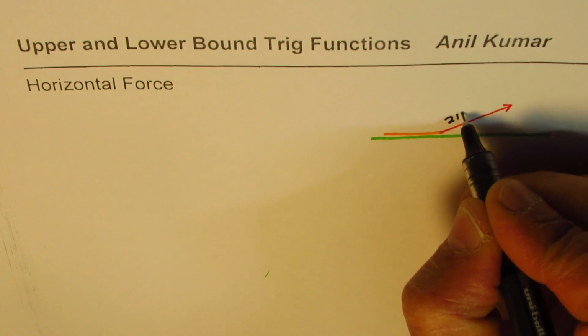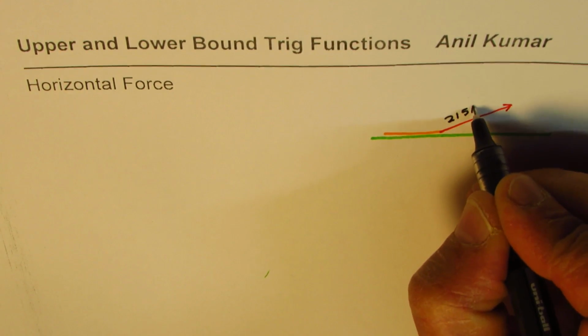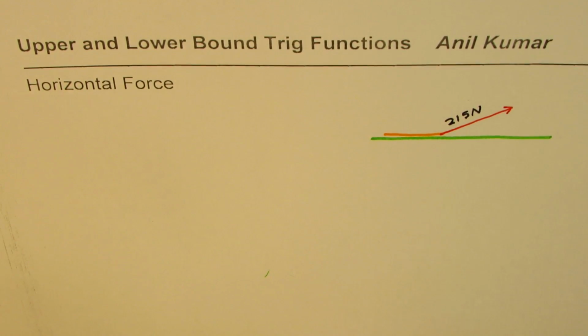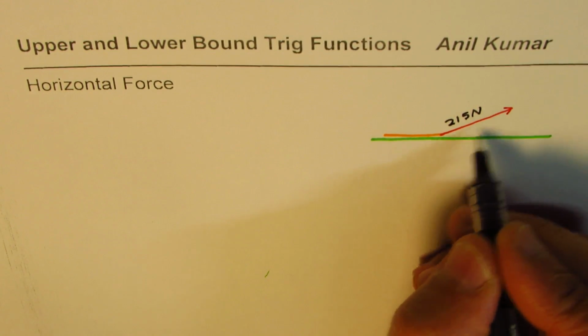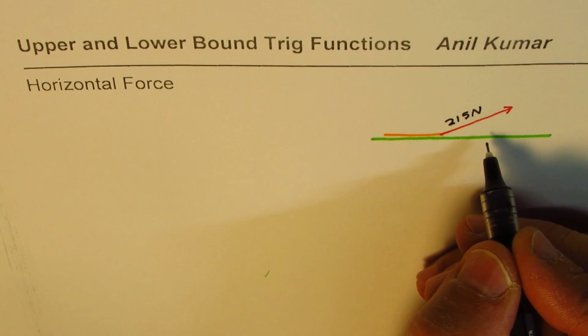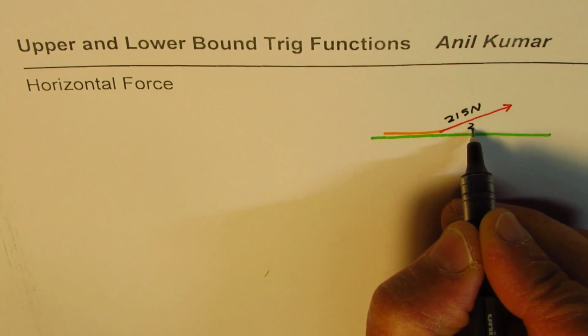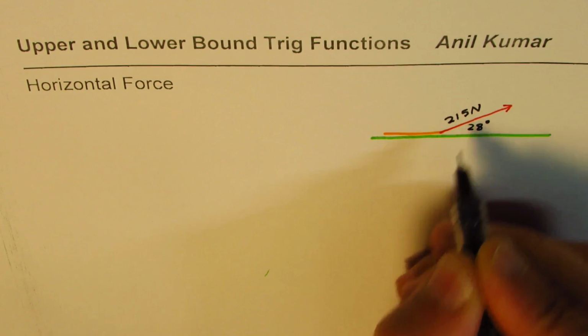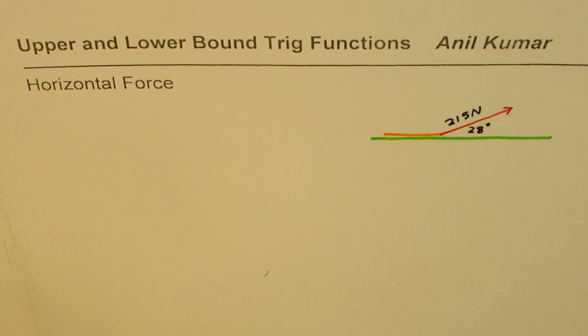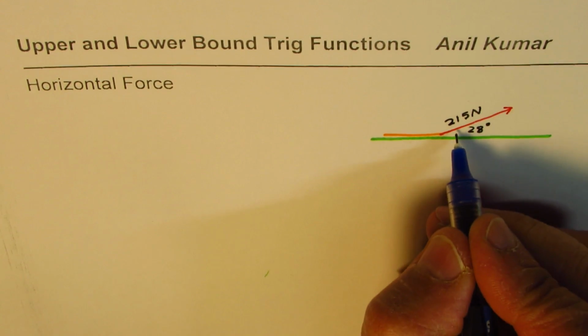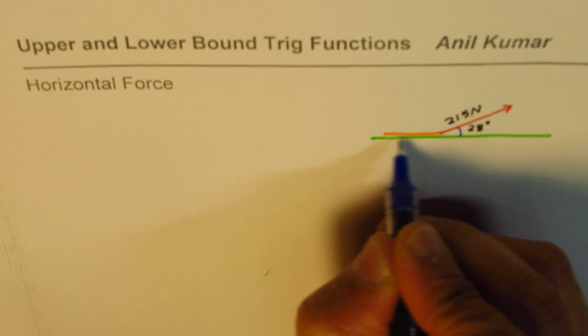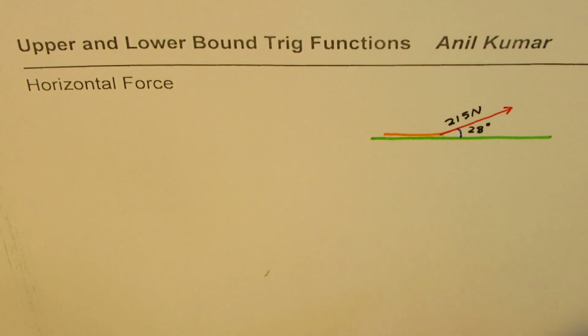let's say 215 newtons. That's the force which is being applied. And let us say the angle which it makes with the horizontal is around, let's say 28 degrees. So that's the angle at which the force is being applied to pull this. This is a sledge for us.